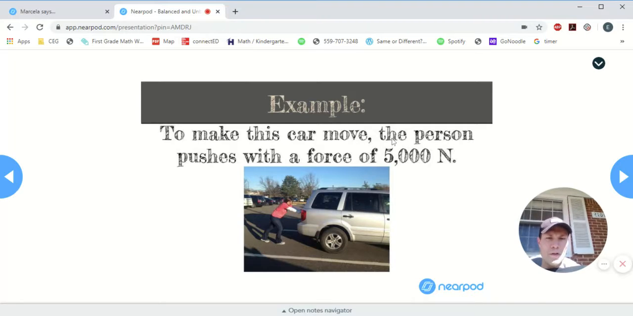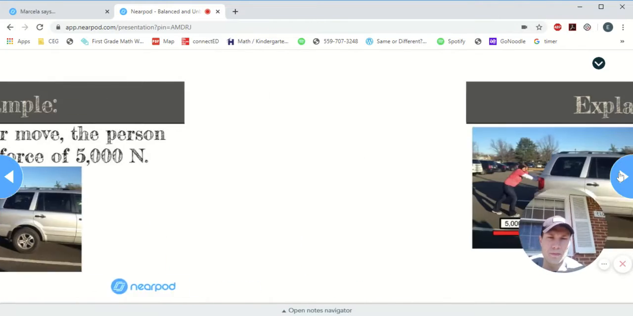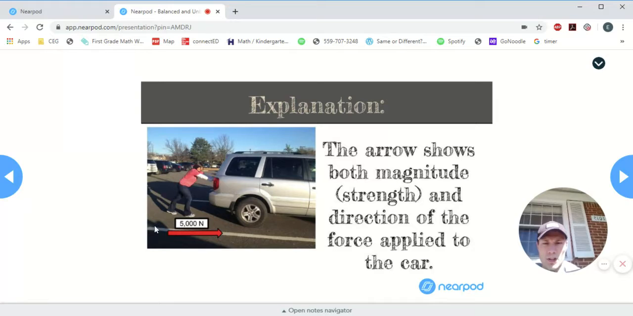To make this car move, the person pushes with a force of 5,000 newtons. So the force is pushing, and we measure the force in newtons. That's a lot of newtons. If you look down here, you can see an arrow that shows both the magnitude, that just means how strong the push is, and the direction that the force is applied to the car. So this lady's 5,000 newtons going towards the right. So the arrow will show the strength and the direction of the force.